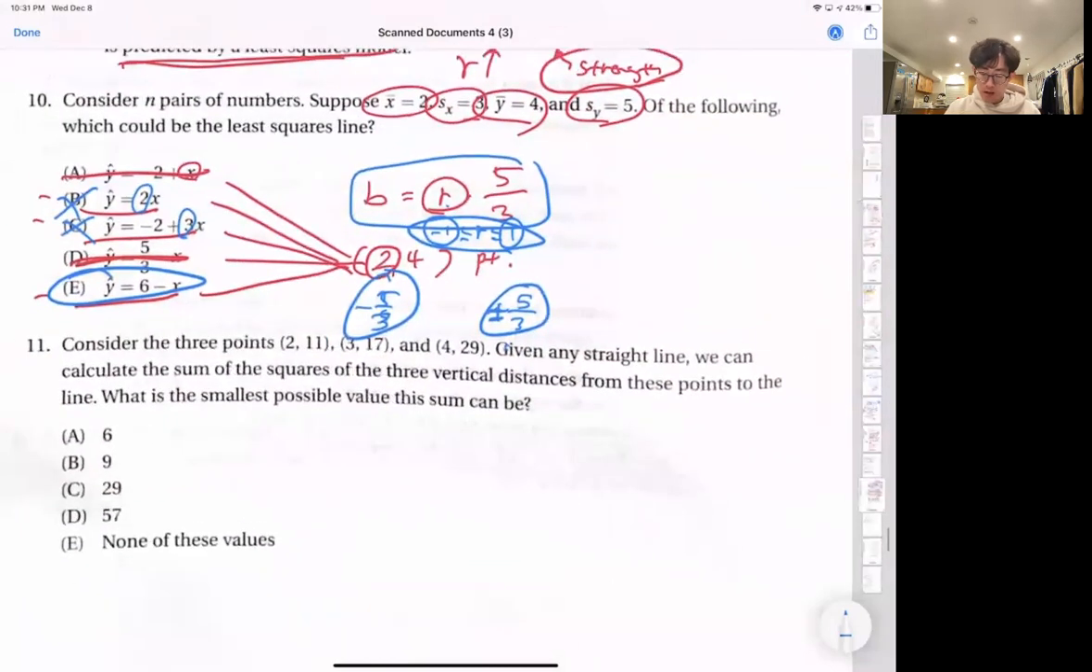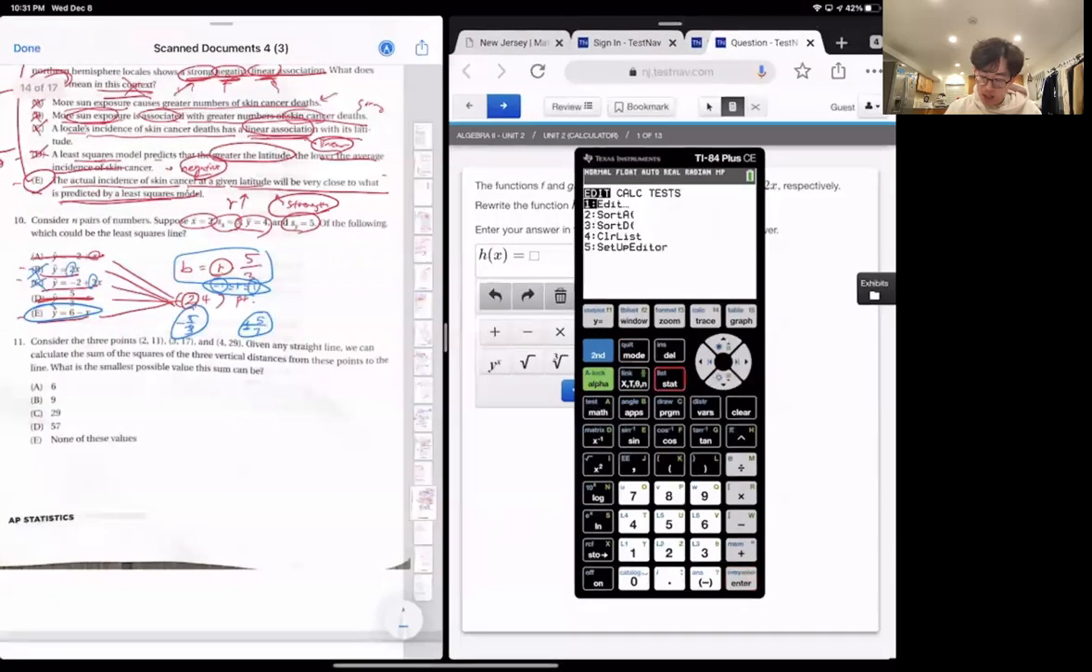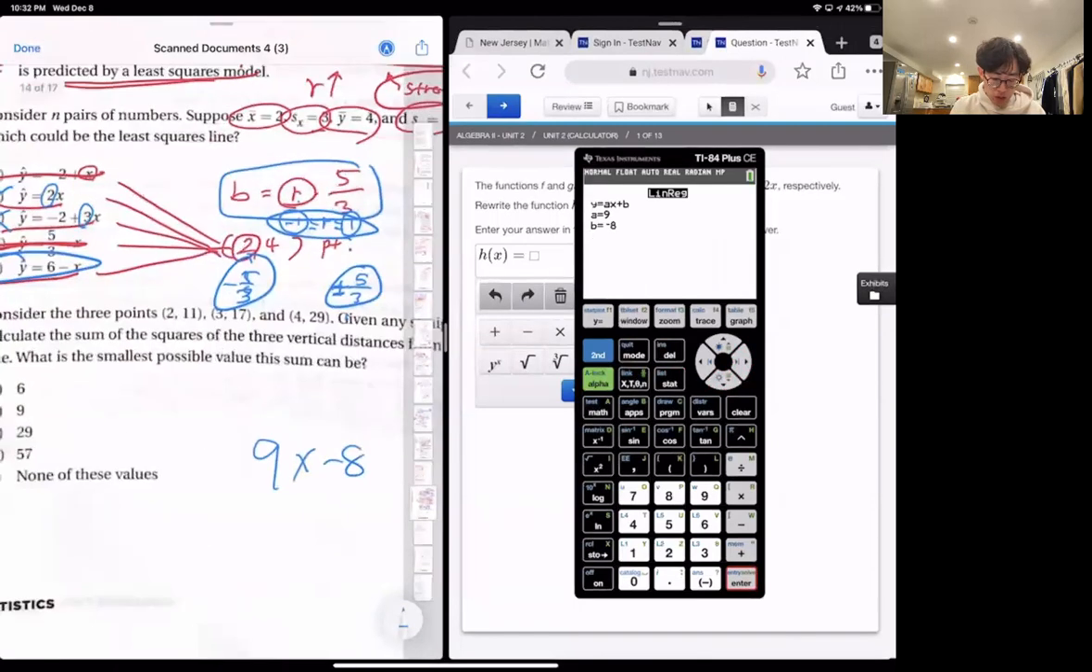Consider the 3 points given in a straight line. We can calculate the sum of the squares. Okay, so this one, I actually have to use the calculator. Stat, edit, 2, 3, 4. And then I'm going to do 11, 17, and 29. Stat, calc 4, list 1, list 2, calculate, bam. All right, so that's 9x minus 8 for your least squares regression line.